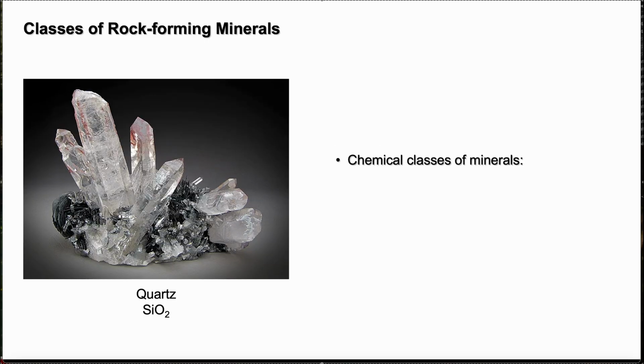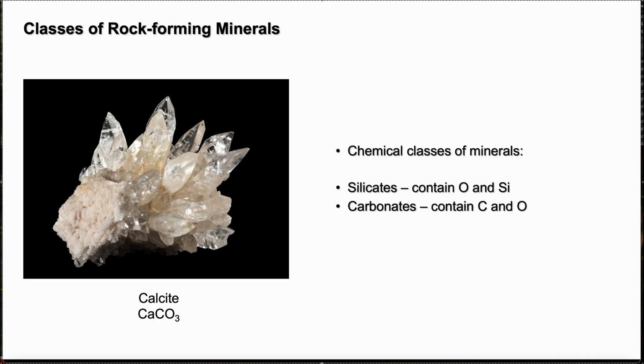Geologists and geochemists classify minerals based on their properties and based on their chemistry, based on their structure. For now, we're going to talk about the chemical classification of minerals. First up are silicates, which contain oxygen and silicon. Our example here is the mineral quartz, which has the chemical formula SiO2. Carbonates contain carbon and oxygen. Our example here is a very common mineral, calcite, CaCO3.